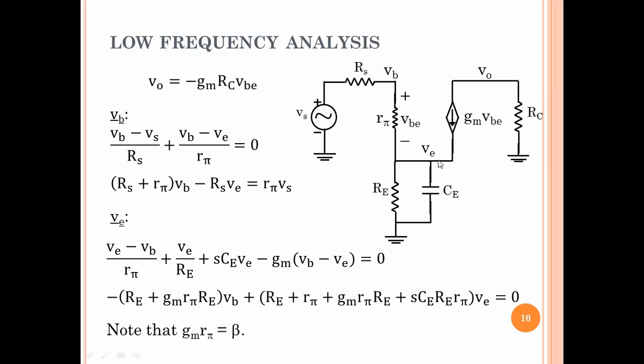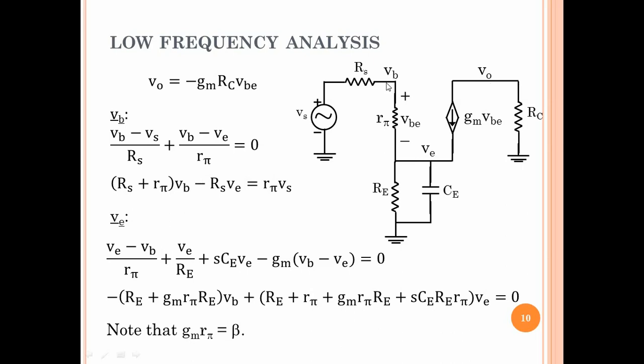Alright, so given that, now this is not a difficult circuit, it has 3 nodes. So we have to write 3 nodal equations. As we've seen before, this nodal equation is trivial. So VO is equal to minus GM RC VBE, GM VB times RC. So basically I have to write these two nodal equations and solve them. So they are written here.